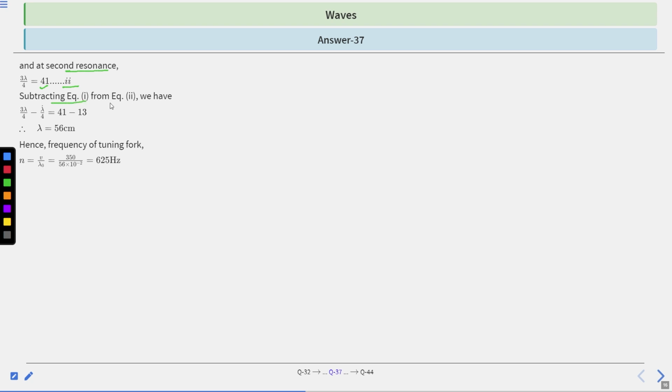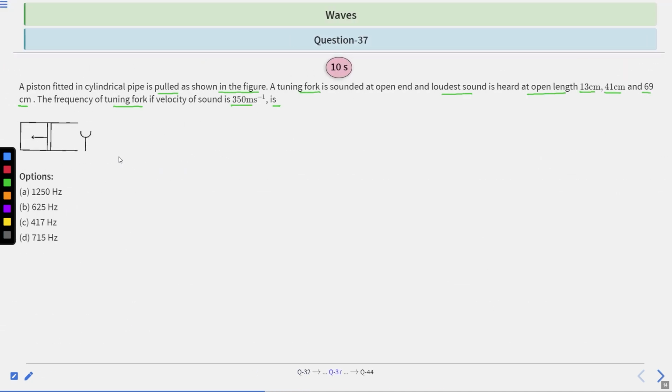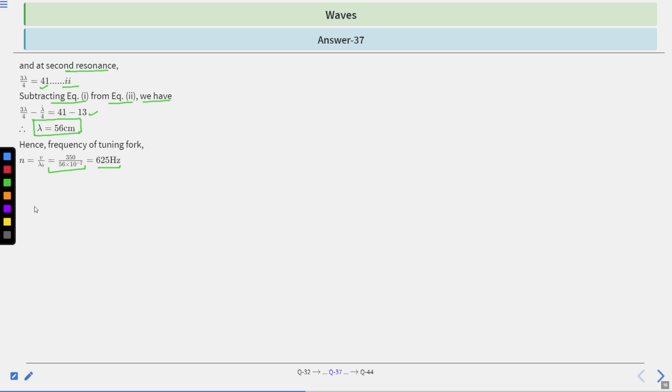Subtracting equation first from equation second, we have 3 lambda by 4 minus lambda by 4 is equal to 41 minus 13, so lambda is equal to 56 centimeter. Hence the frequency of the tuning fork n is equal to v by lambda, where v is 350 and lambda is 56 into 10 to the power minus 2. Solving these, you get 625 Hz as the frequency of the tuning fork. So the correct answer is 625 Hz.